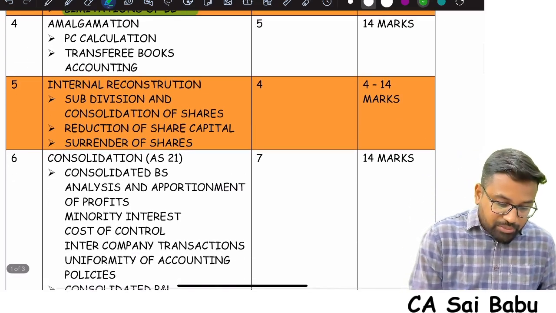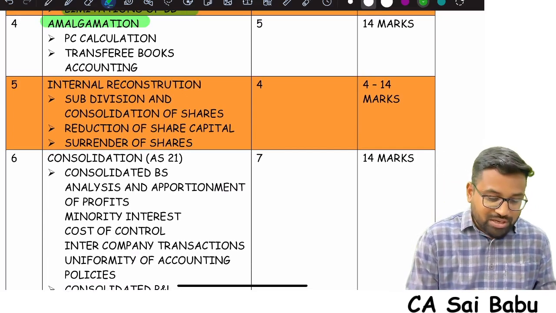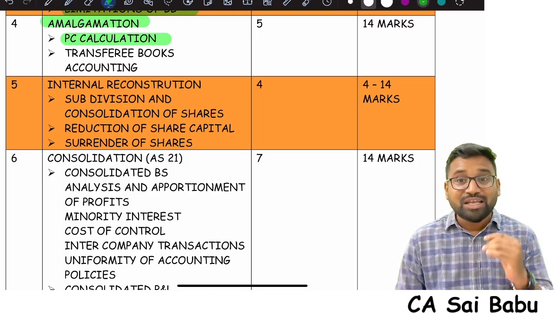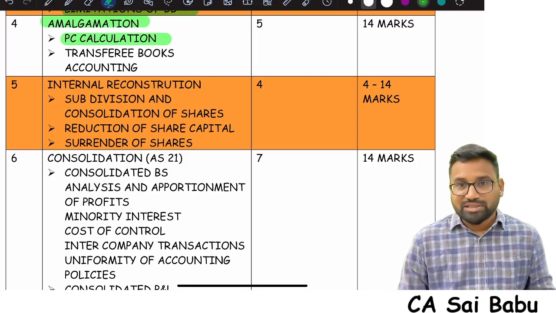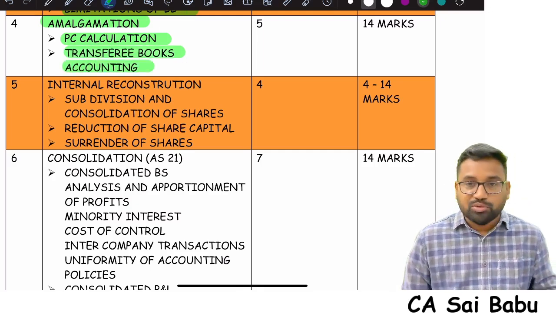Next, amalgamation. In amalgamation, the most important areas you need to focus on are purchase consideration calculation, especially the net assets method and also the intrinsic value method. Net assets method, intrinsic value method, and transferee company books accounting.